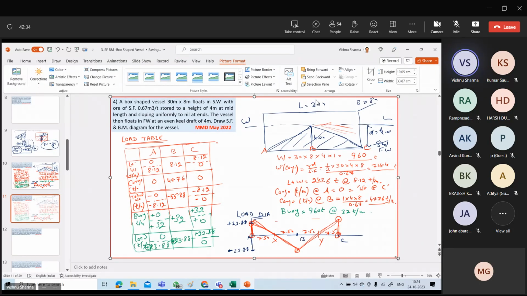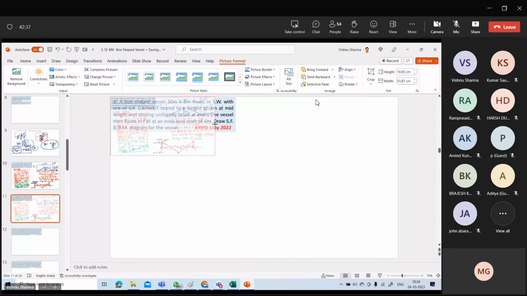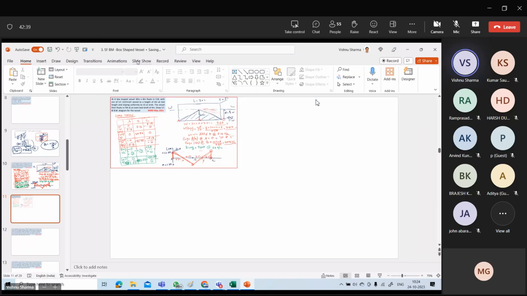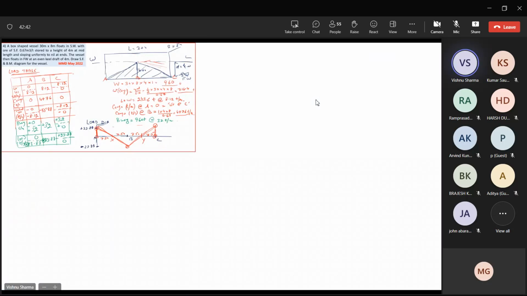So here is the question figure for you so that there is no miss out on it. Now, my load diagram is like this. Let me make a small load diagram here. Again, I'll just copy it as it is. A, B, and C. And we had it plus 23.88, minus 23.88.